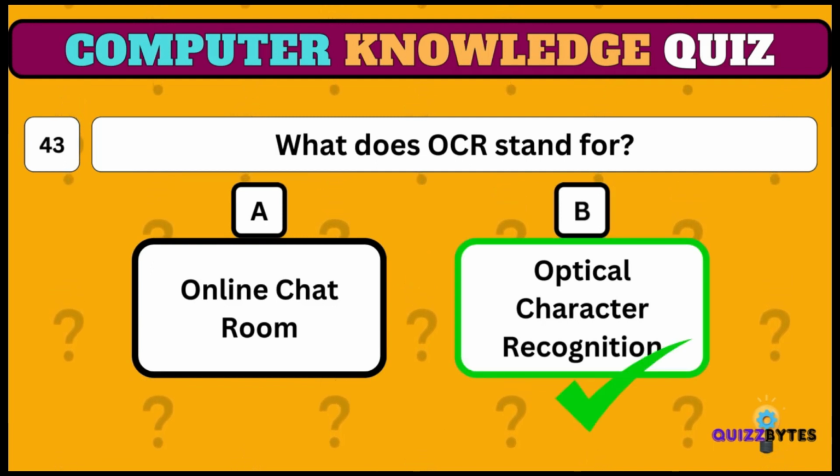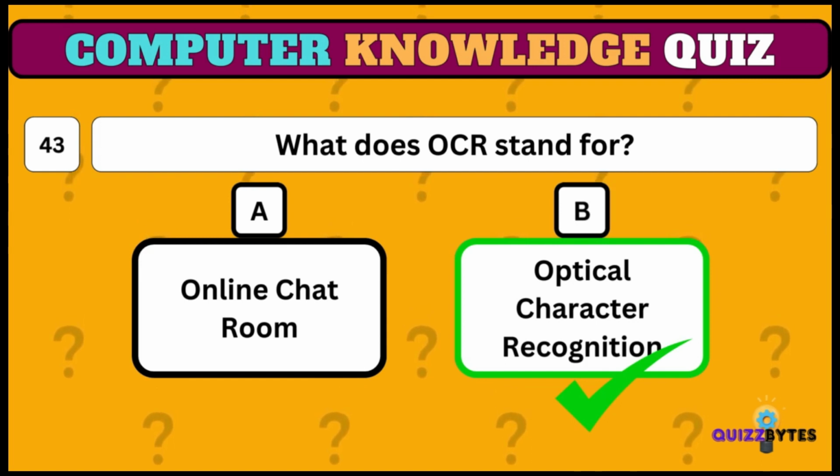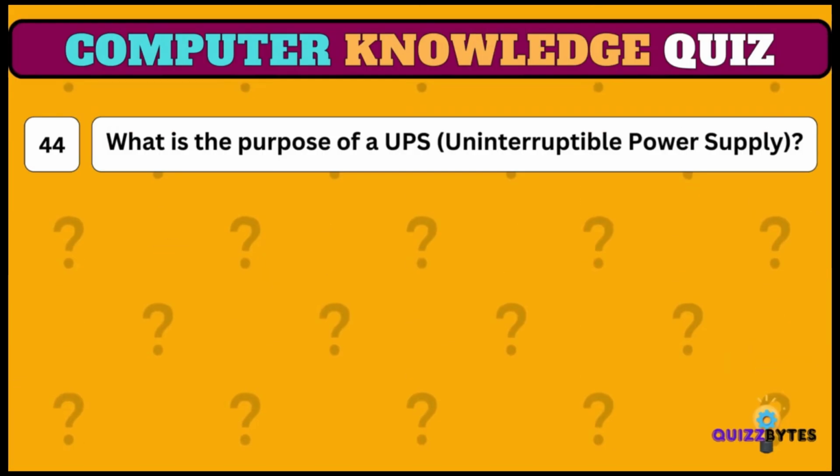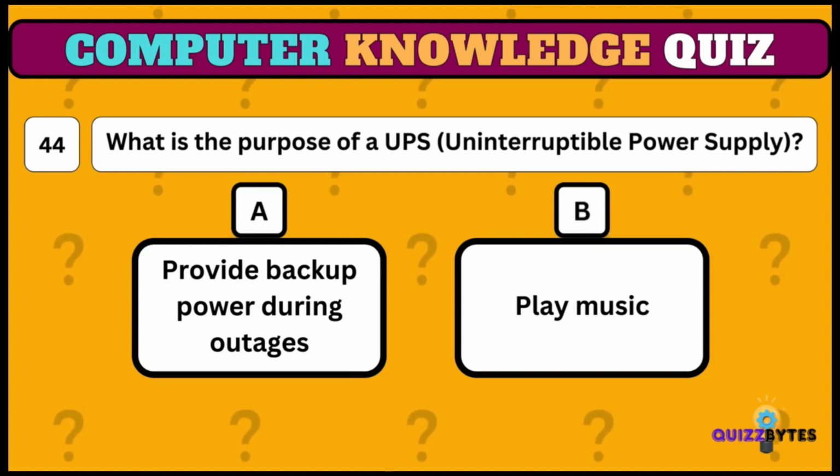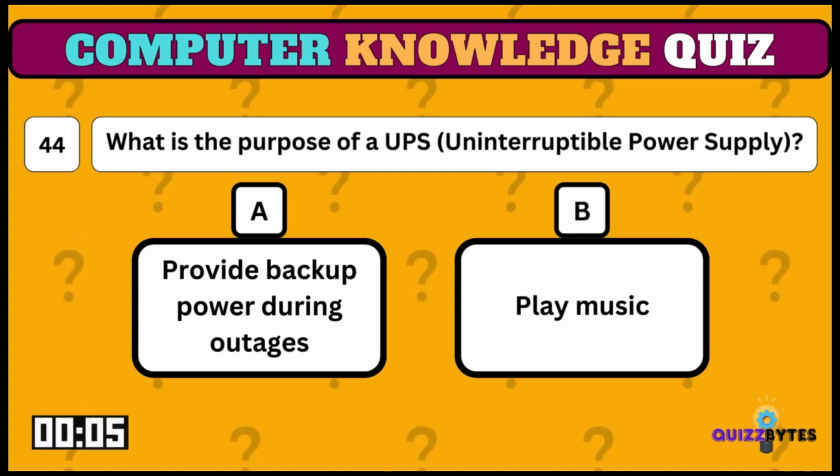Right on target. OCR converts printed text into digital characters. Moving on to question 44. What is the purpose of a UPS, uninterruptible power supply? A. Provide backup power during outages or B. Play music?